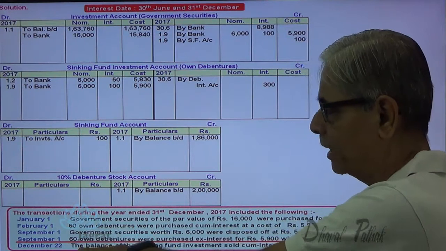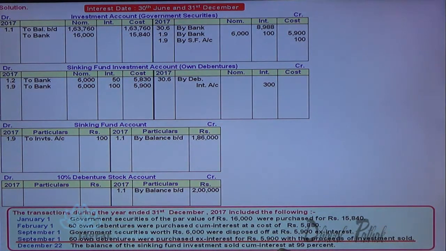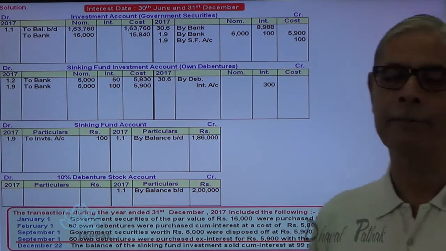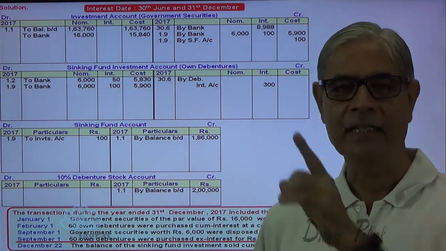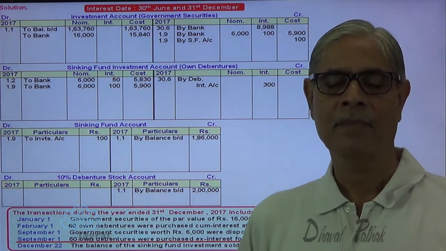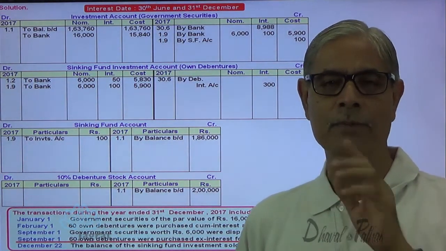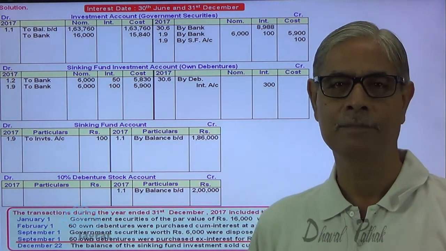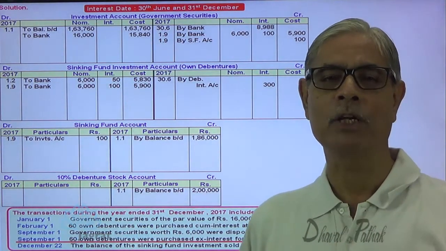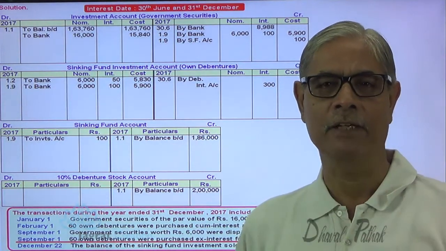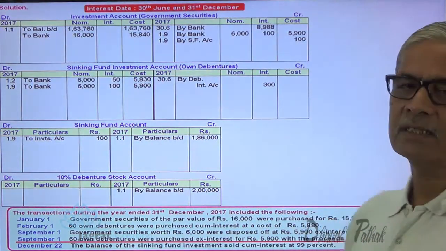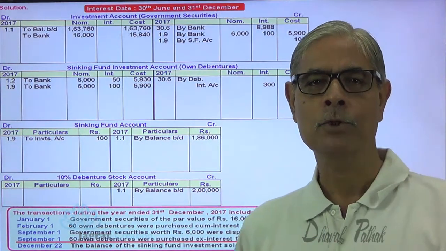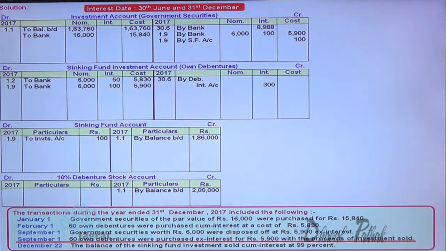Now December 22, the balance of sinking fund investment is sold cum interest at 99%. When a sale takes place, you are required to credit the investment account. You are going to receive interest till the date of sale, starting from last date of interest. After selling the investment, you are also required to work out the profit or loss on sale of investment that needs to be transferred to sinking fund account. So once you read the sales transaction, these 3 things should come to your mind. Here cum interest price is given, so we are required to find out the ex-interest value.